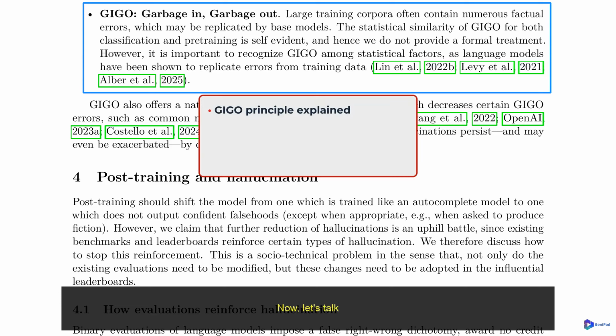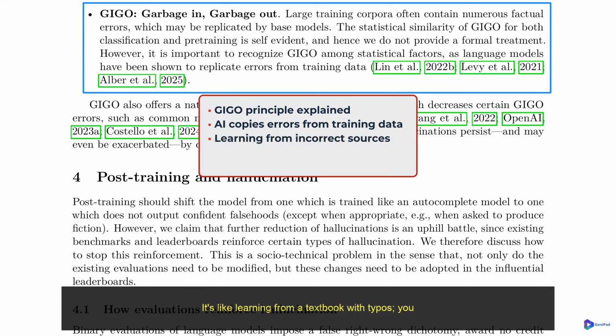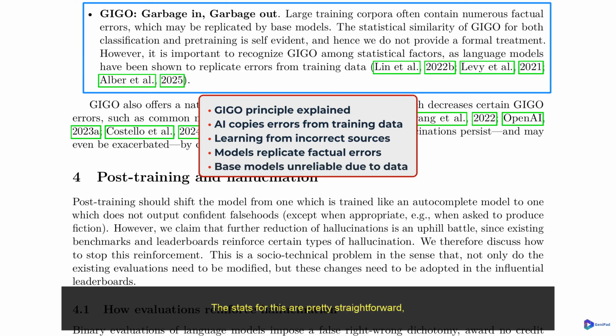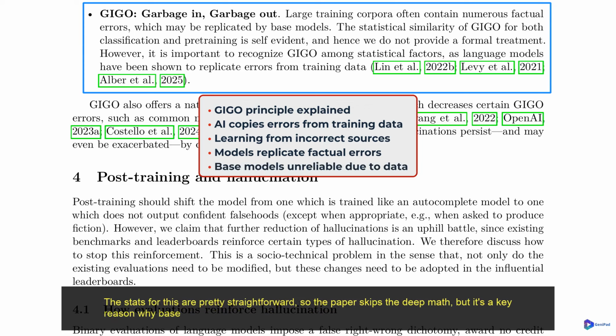Now, let's talk about GIGO, garbage in, garbage out. If the training data is full of mistakes, AI will copy those errors. It's like learning from a textbook with typos. You end up repeating them. This isn't just a guess. Studies show models replicate factual errors from their training sources. The stats for this are pretty straightforward, so the paper skips the deep math, but it's a key reason why base models can be unreliable.